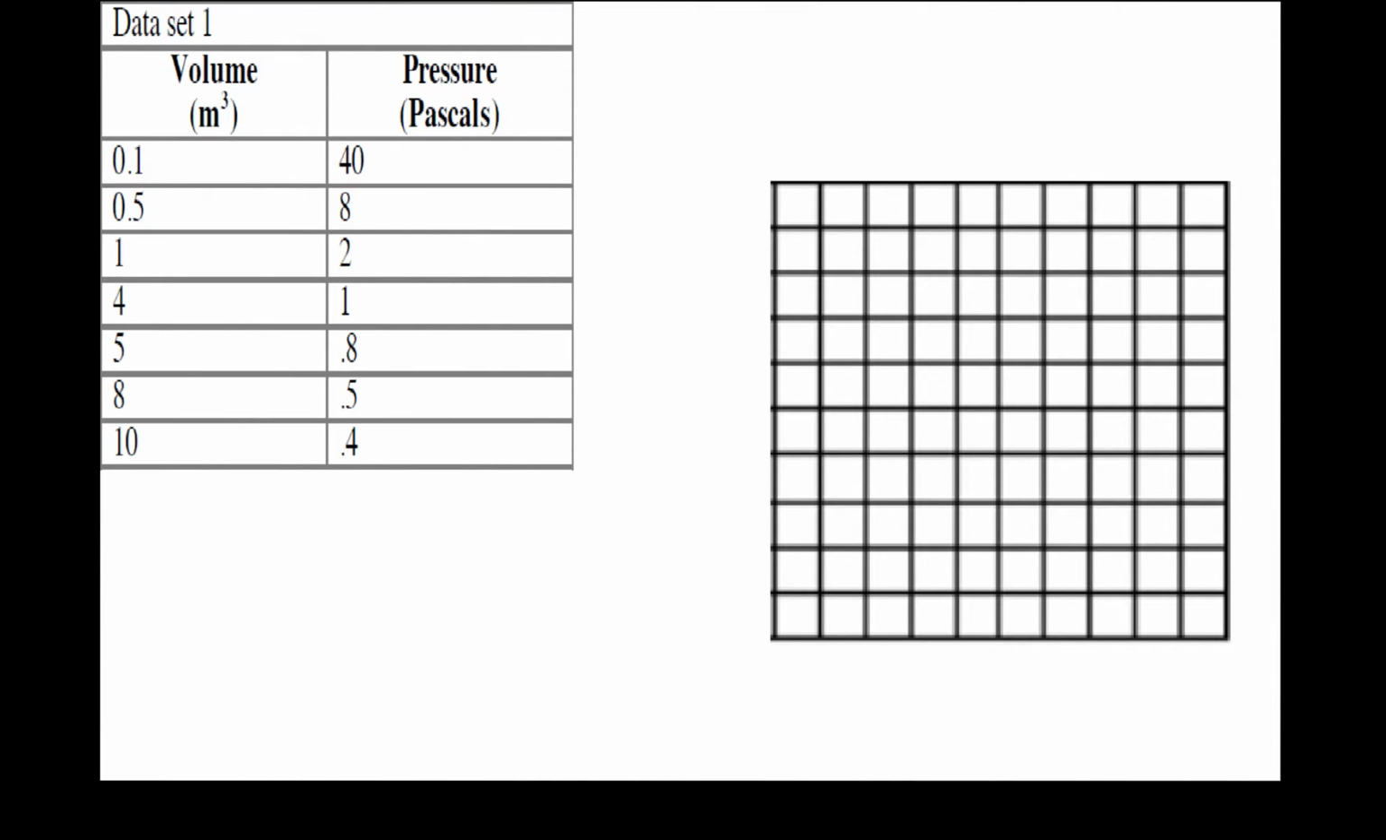So first step is to label our x-axis, or our independent variable, which is volume. So I'm going to write on here volume. Okay. Next, I'm going to go ahead and label my y-axis, which is pressure. So I'm going to write pressure on this side. And now I'm ready to scale my x and y axis.